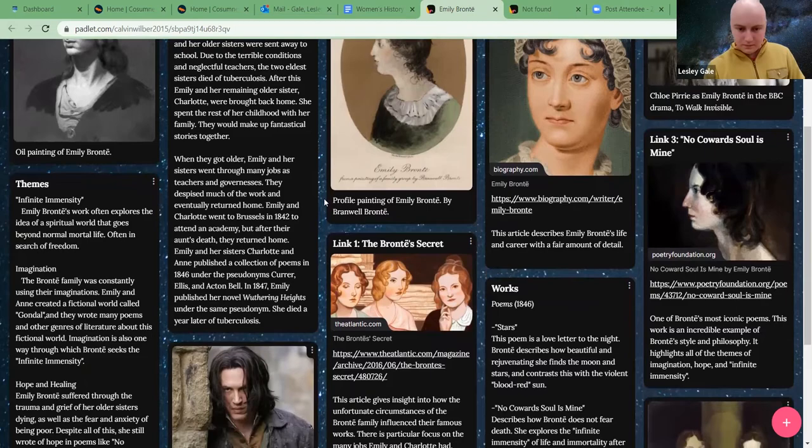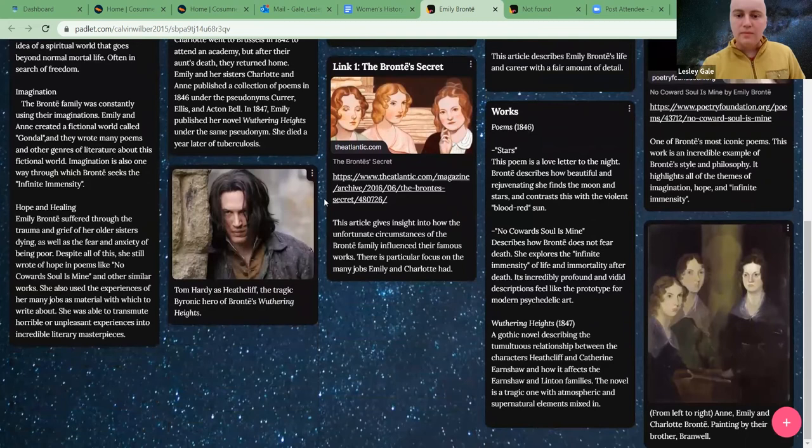So for some works, I thought I'd go into that next. In the book of poems, some of the major works she published were Stars, which is a love letter to the night and to the moon and the stars. It also discusses how Emily Bronte didn't like the day and the constricting nature of all the responsibilities she had then. Also in the book of poems is No Coward Soul Is Mine, which I think is her most famous poem. It talks about not fearing death because of the immensity of the universe and the afterlife and immortality.